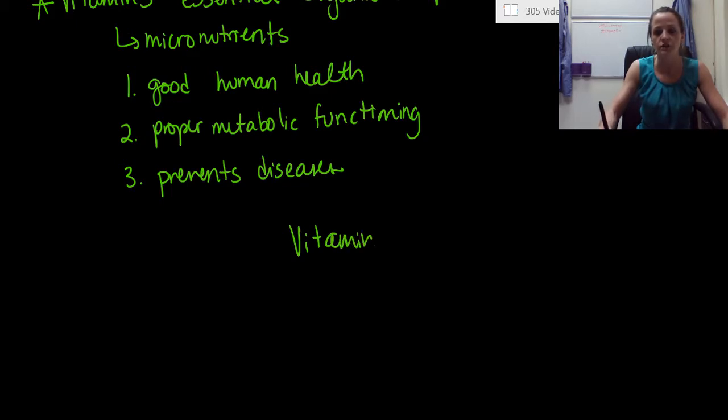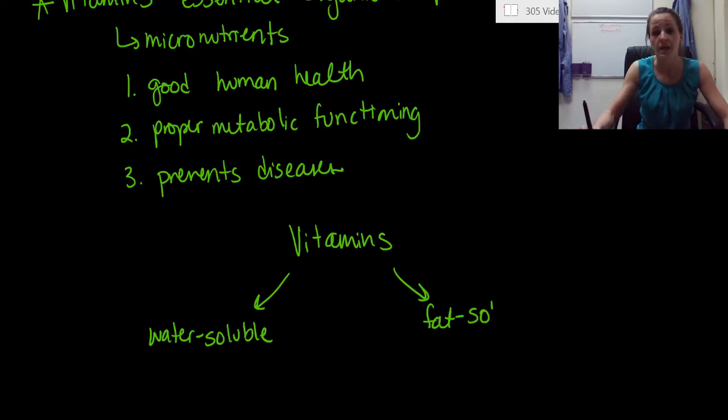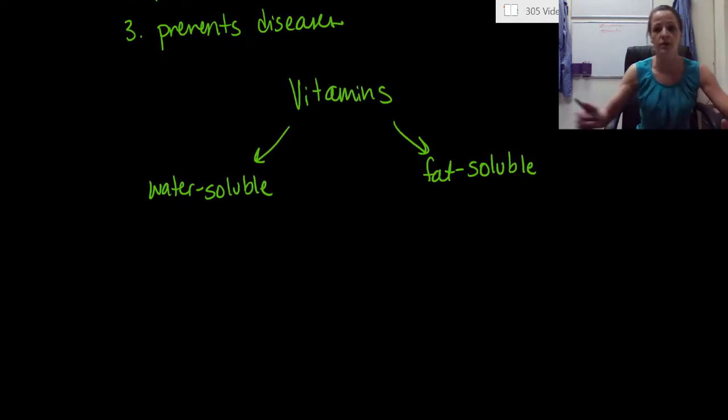So now let's create a little flow chart to break vitamins down into two different sections. Vitamins are usually classified as either being called water soluble, or you can have vitamins that are called fat soluble. Okay? It is important that you know the difference between the two. So the most important thing that we can highlight is what their composition is.